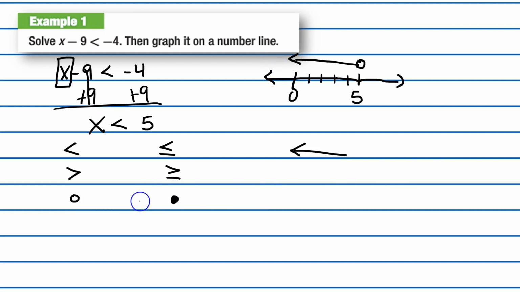Only thing with this one, if you're going to do that, make a little note here. Variable, which is our letter, must be on left side. And that's just a good habit to be getting into as well. But let's say it was a greater than symbol. Then your arrow would be going to the right. And it's that easy.